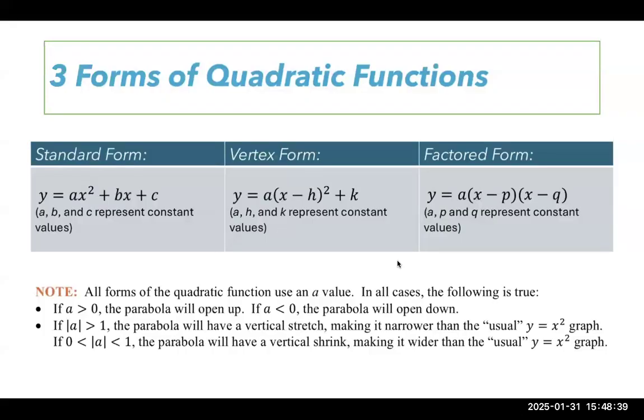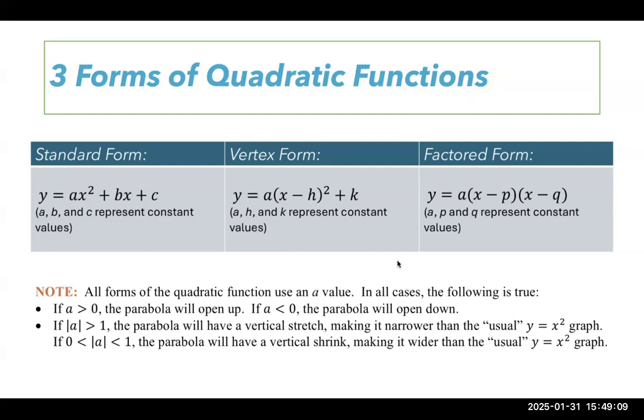So when we are dealing with quadratic functions and we are trying to graph a quadratic function, we need to understand that quadratic functions can take three different forms: the standard form, the vertex form, and the factored form. Depending on which form our quadratic function is in will dictate how we go about doing our graphing. It'll be a little bit different for each of the different forms.